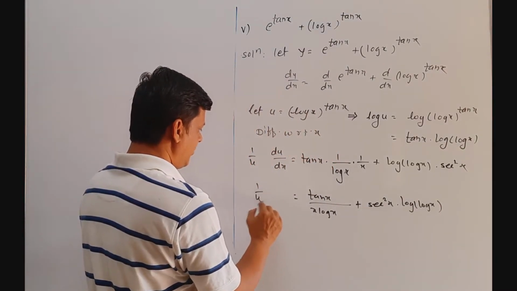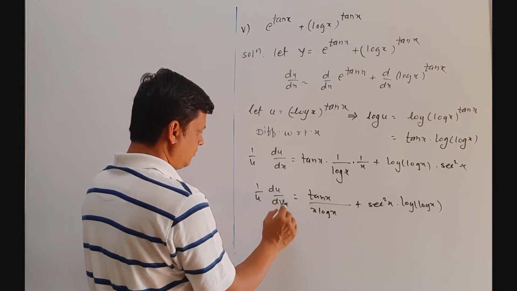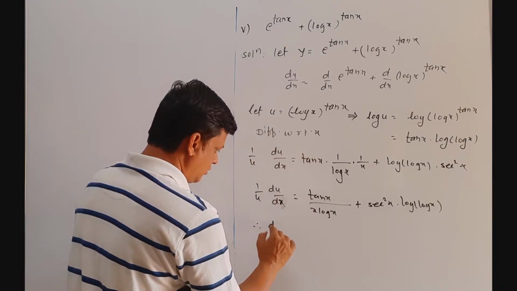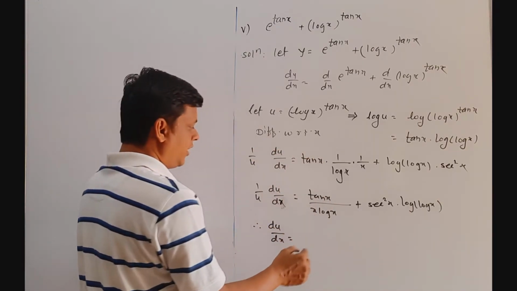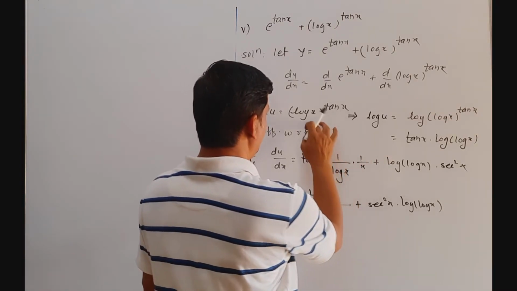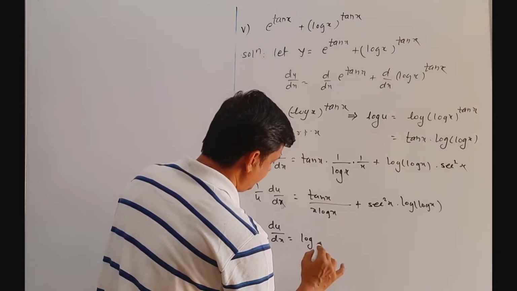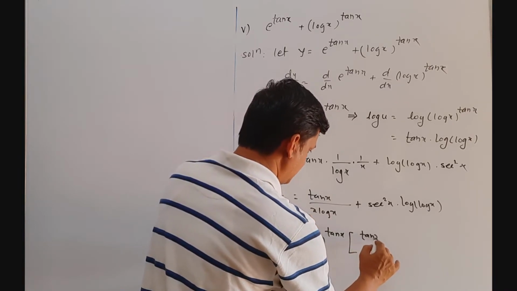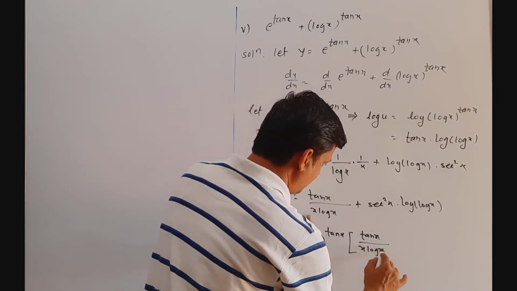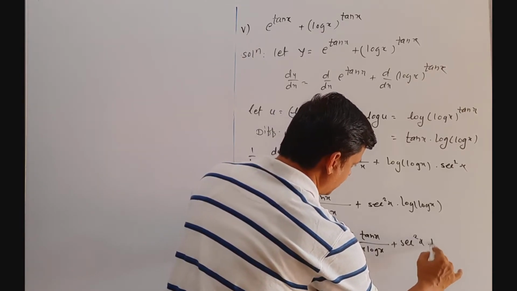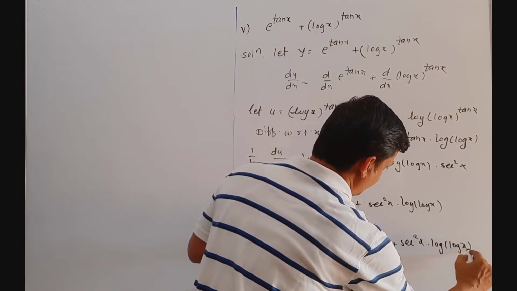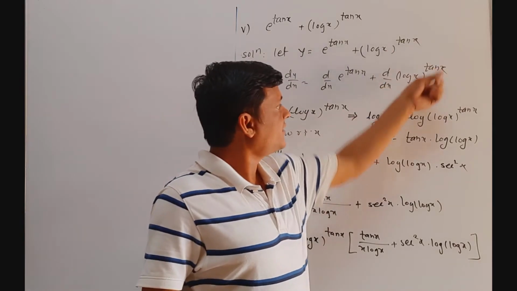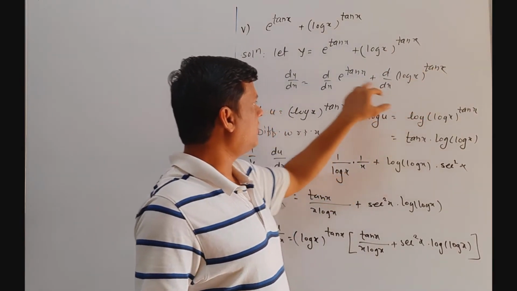Now we have to find du by dx. Here we have the value 1 by u into du by dx. So transfer this u to the right hand side. So write du by dx is equal to u into, now replace the value of u, that is log x raised to the power tan x, and keep the RHS as it is. So tan x upon x log x plus sec square x into log of log x. Now we have the derivative of this second term.